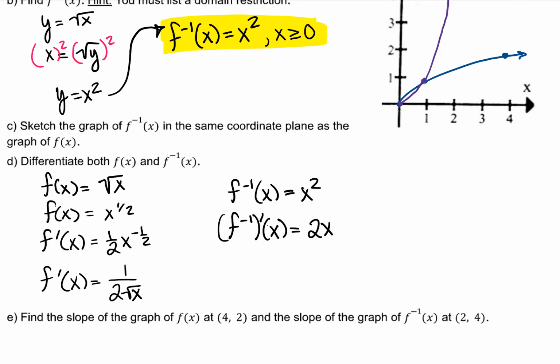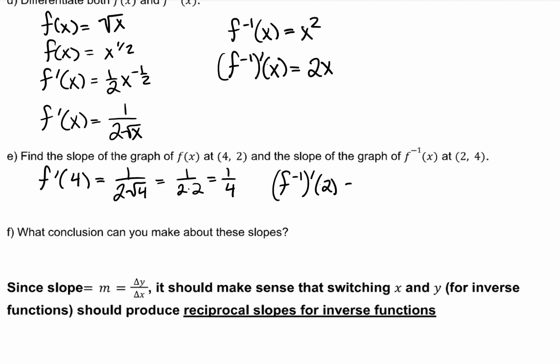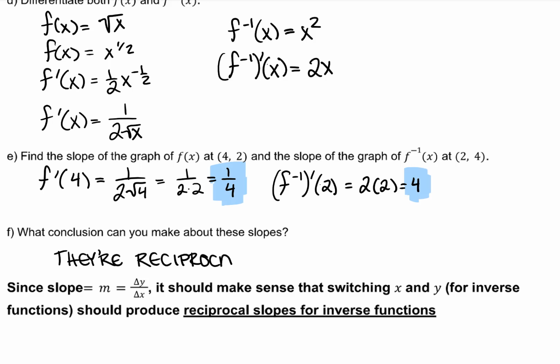Now let's find the slope of the graph of f at (4, 2) and of the inverse at (2, 4). What conclusion can you make about these slopes? They're reciprocals. Since slope is delta y over delta x, it should make sense that when you switch x and y, as you do for inverse functions, you would flip the slopes.